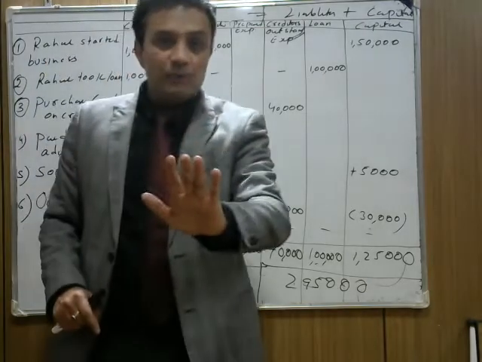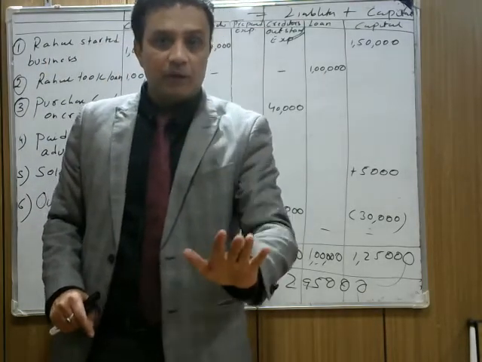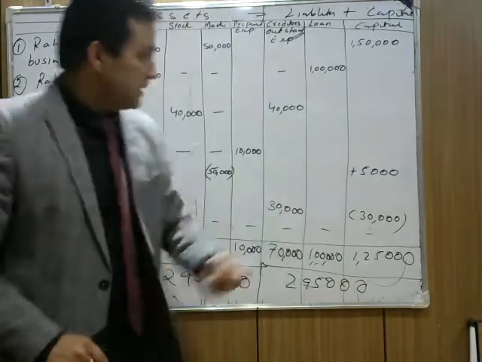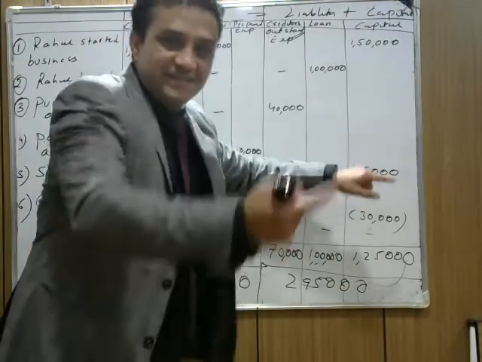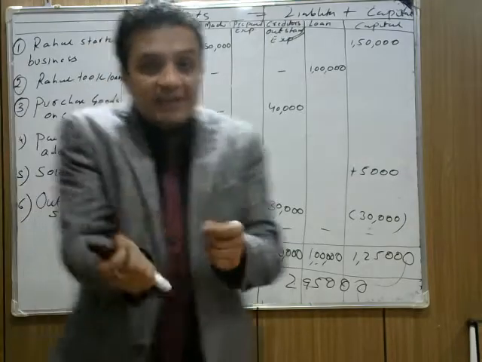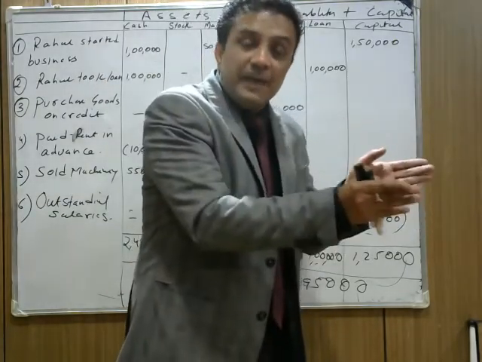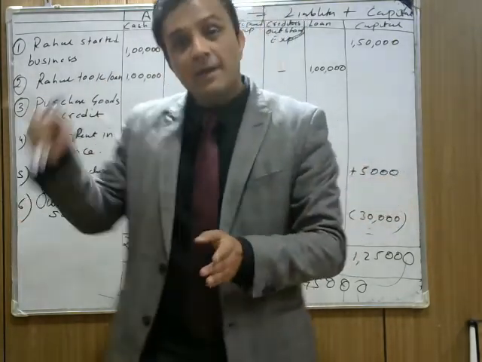The book value of the machinery was 50,000 and you sold for 55,000. The 5,000 increases cash and capital. You get capital because income, profit always increases the capital. Losses always decrease the capital.